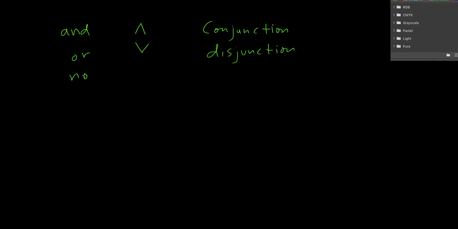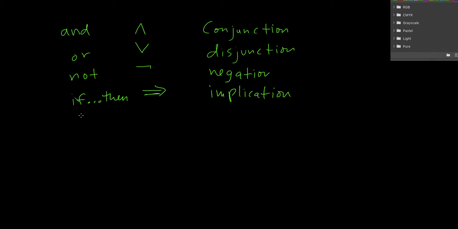And then we have not. The symbol kind of looks like a negative sign, but then with a little tail. We call that a negation. And then we have if, then. We do like a single-sided arrow. That's an implication. And then if and only if, or abbreviated like that, is a double-sided arrow, and that's an equivalence.